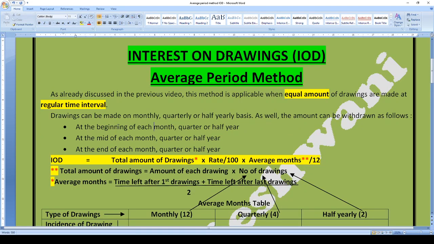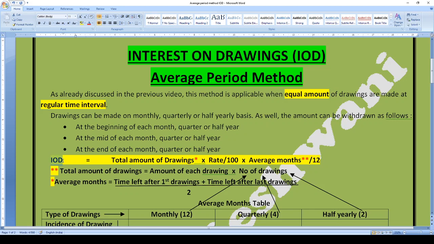Now, the drawings can be made on a monthly basis, quarterly basis or half yearly basis. So the amount can be withdrawn as follows: if you are withdrawing each and every month, he may be withdrawing at the beginning of each month, at the mid of each month or at the end of each month. Similarly this can happen in quarterly drawings or half yearly drawings also, at the beginning, at the mid or at the end. So now, how to make the calculation for interest on drawings?